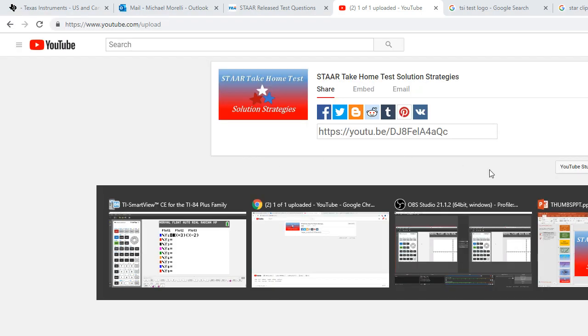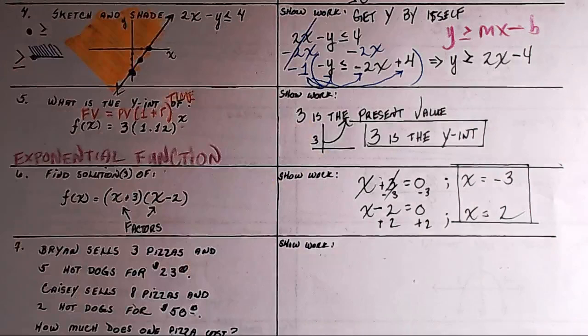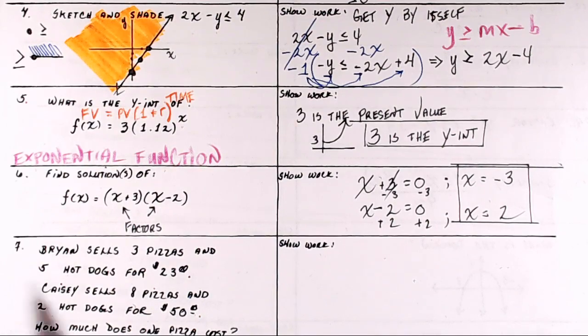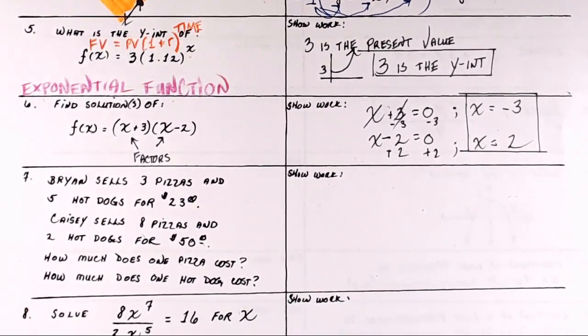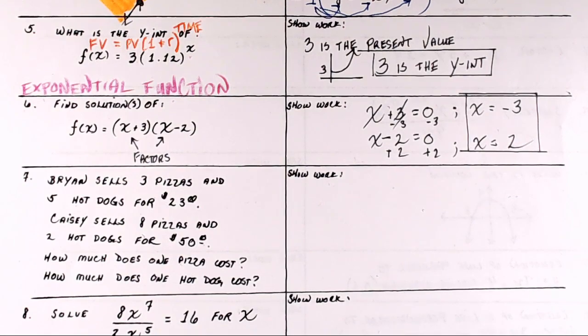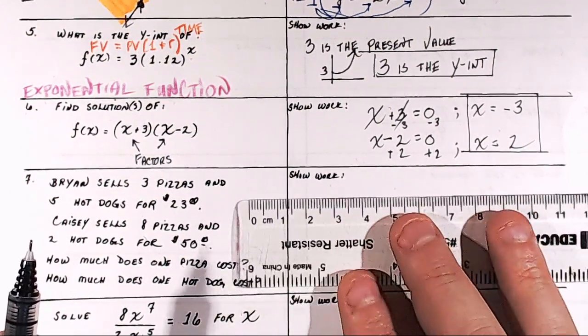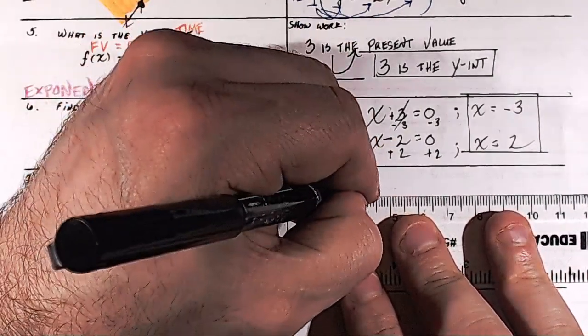Let me get back to our table here. Okay, now we are on to number 7. Brian sells 3 pizzas and 5 hot dogs for $23. Casey sells 8 pizzas and 2 hot dogs for $50. How much does 1 pizza cost? How much does 1 hot dog cost? All right. You have to write while you read. This is a system of equations problem.